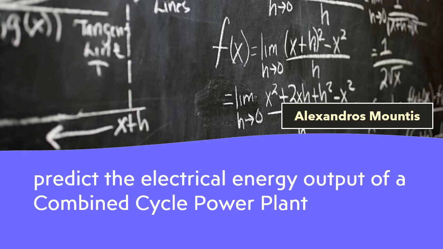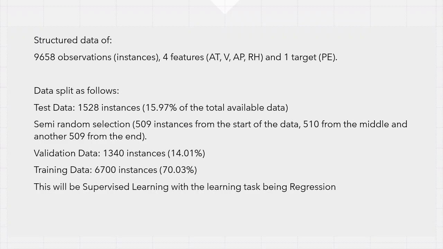This presentation discusses the course project: prediction of the electrical energy output of a combined cycle power plant. The data provided is structured data, which consists of observations, instances, 4 features, and of course 1 target.